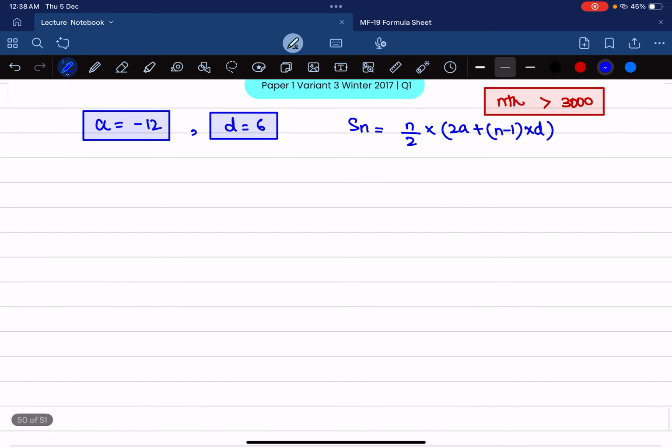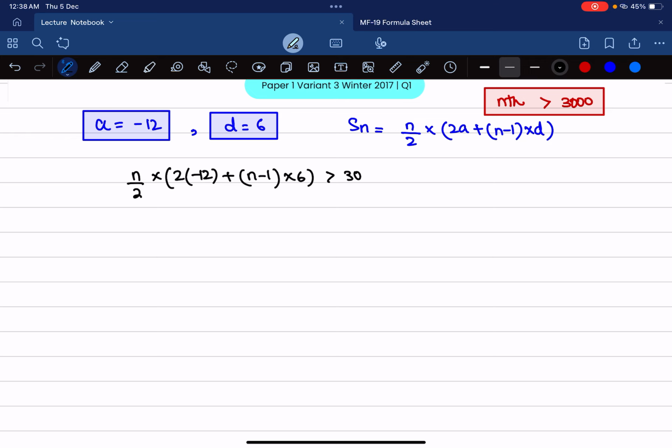Nothing else to do. We are going to simply plug in all the values and we will try finding the value for n. So let's start. We took n, which we are supposed to find, upon 2 and multiplied by 2a, where a is minus 12. Then we have plus n minus 1 into d, which is 6, and it should exceed 3000. So this is basically an inequality which is being made.